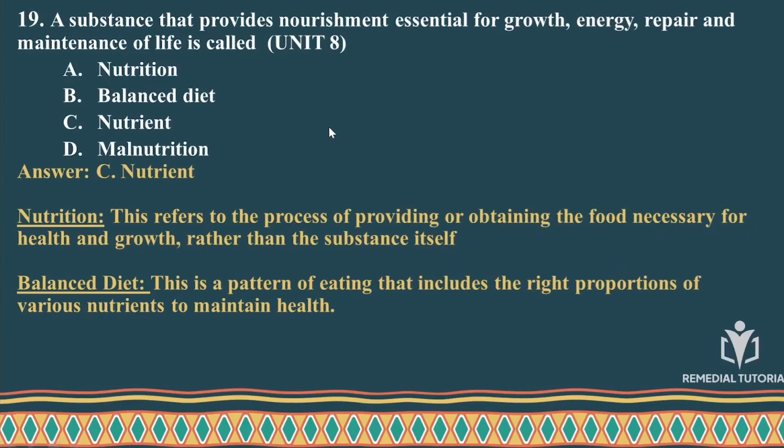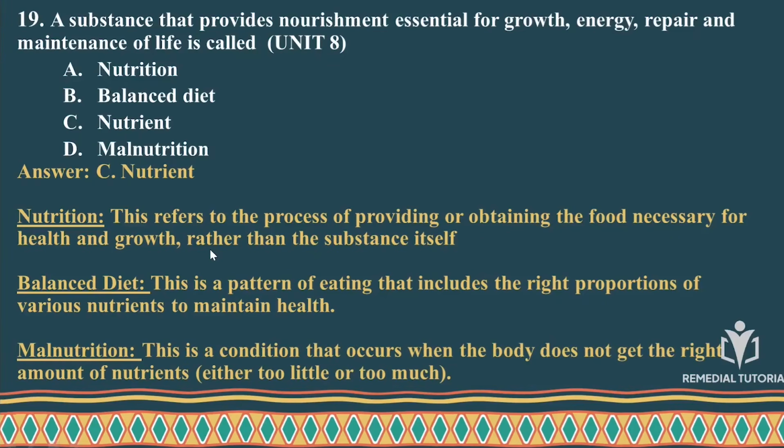Nutrient is the substance. Nutrition is a process of providing or obtaining food necessary for health and growth. Balanced diet is the right proportion we eat. Malnutrition is when the body's amount of nutrient is either excess or too little.